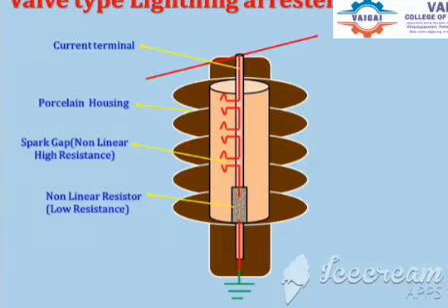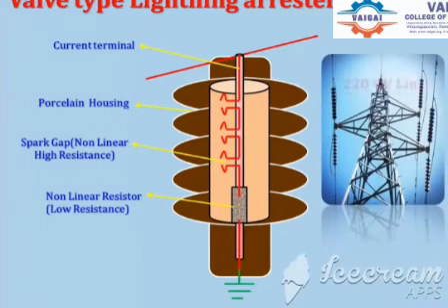The figure shows the valve type lightning arrestor, in which there will be a porcelain housing and a spark gap. Whenever the high voltage occurs, the spark gap is short circuited. It has a non-linear high resistance, and from the non-linear high resistance it is given to the non-linear low resistance. Whenever high voltage occurs, it will flow through the non-linear resistor which has low resistance.